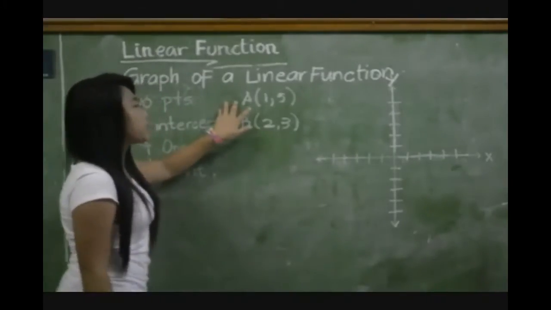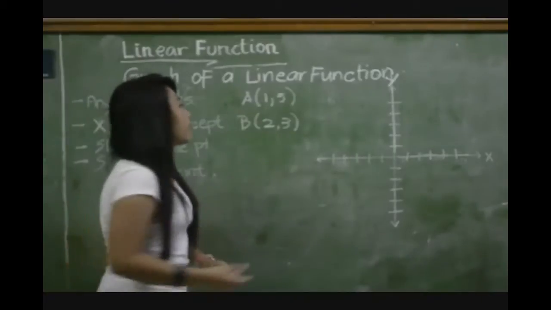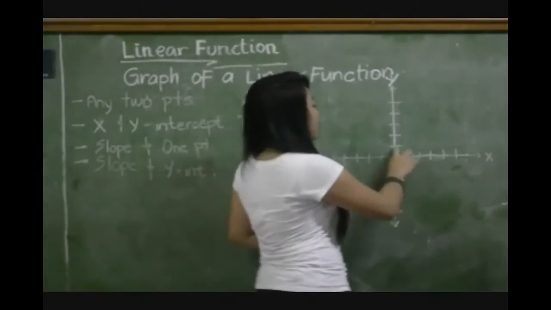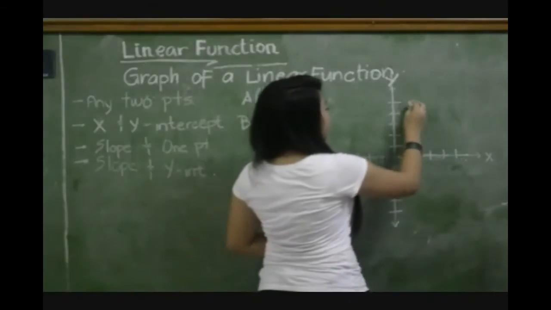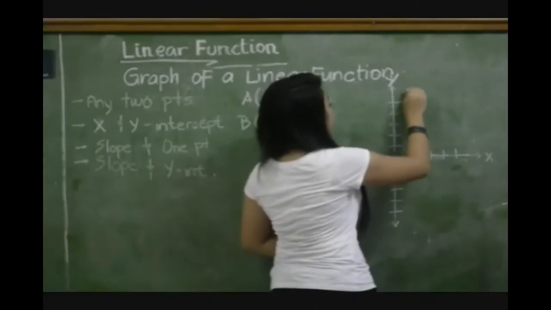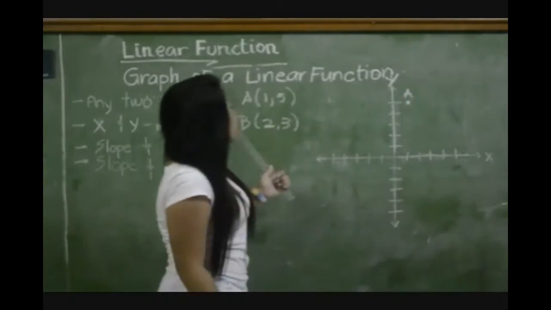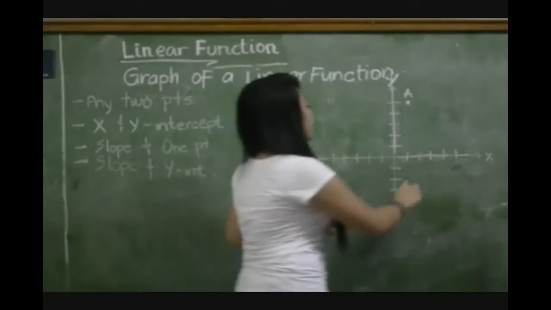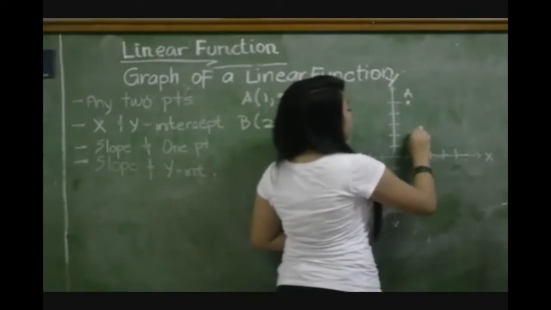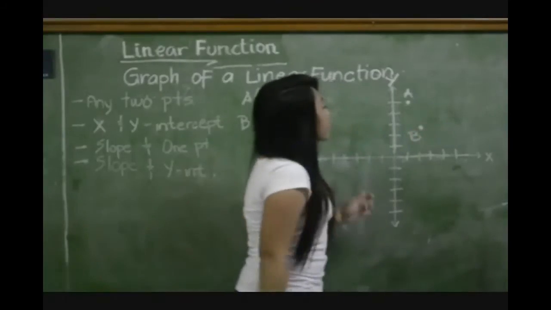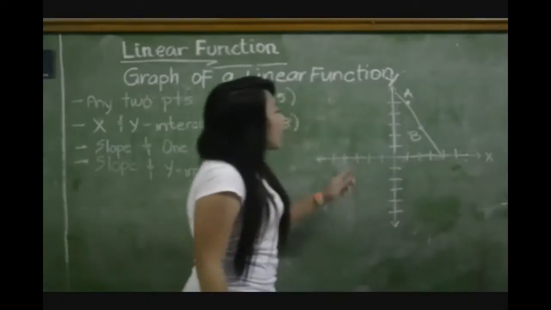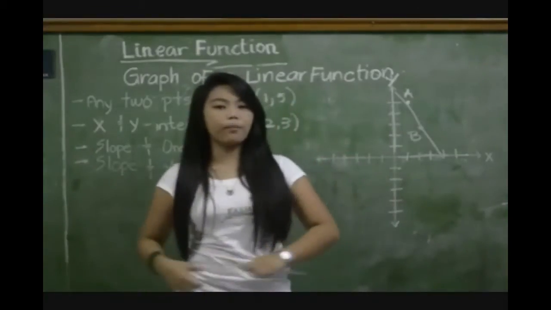Let us first plot point A. (1, 5). 1, 2, 3, 4, 5. Let us plot it here. The point B is (2, 3). 1, 2, 1, 2, 3. This is the point B. We have to connect these 2 points. Here is the graph of point A and point B.